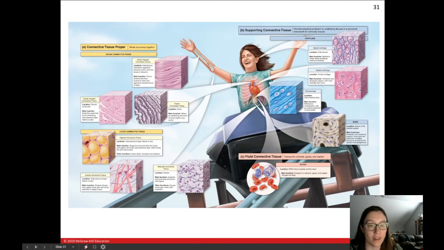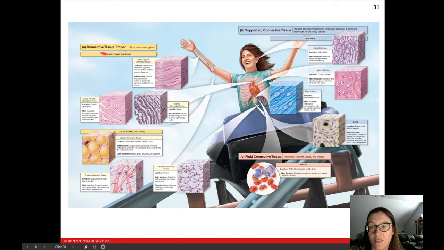So this is another one of those really good concept overview interactive pictures where I want you guys to at least know all the location and functions of these that are on here. Obviously, try to know them all, but these are some of the really common ones that we'll talk about in class. So connective tissue proper.